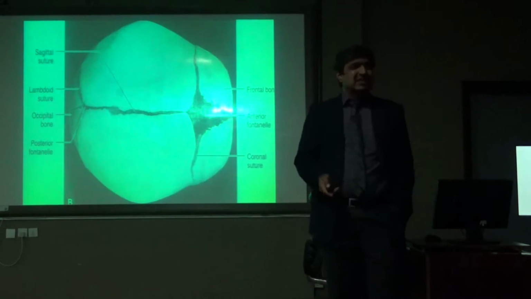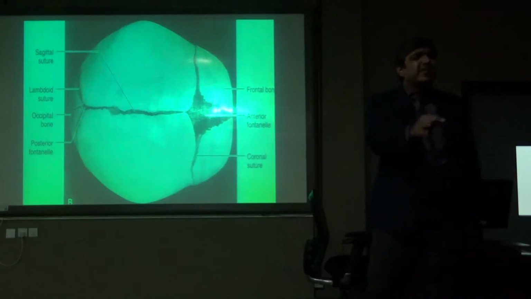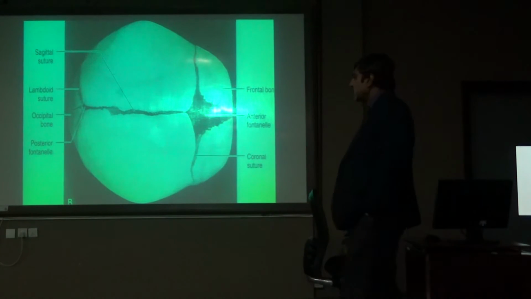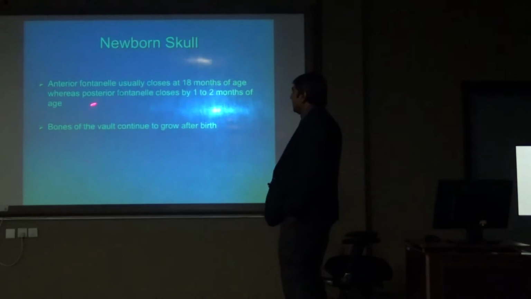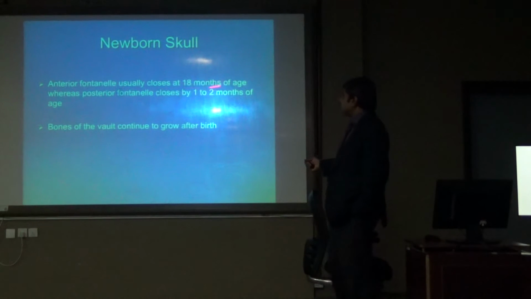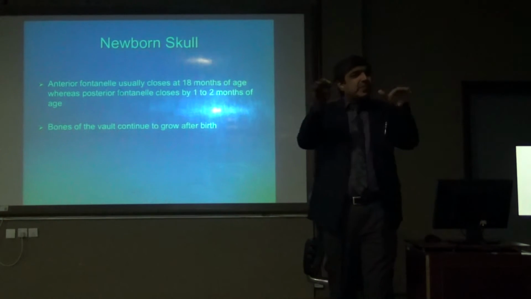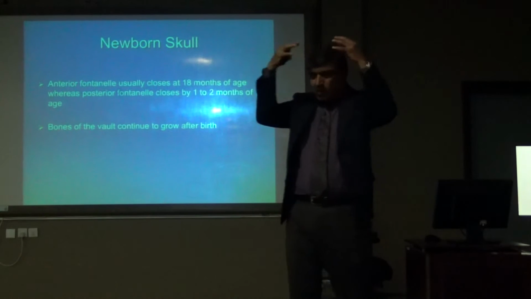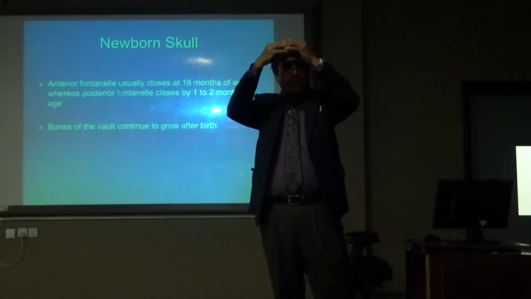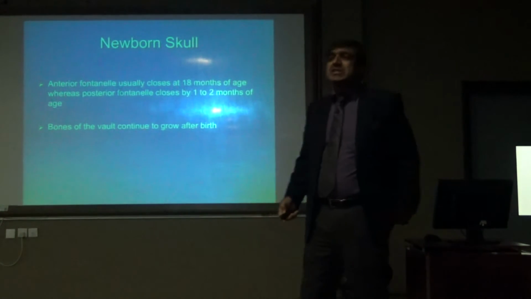Around 16. Compare 15, 16, 17, like that. The anterior fontanelle usually closes at 18 months, whereas the posterior fontanelle closes by 1 to 2 months. Bones of the vault continue to grow even after birth. The brain is also growing, so the bones are also growing. Later on, they fuse together. By 16 years of age, they are completed.